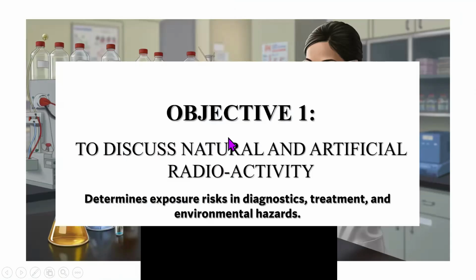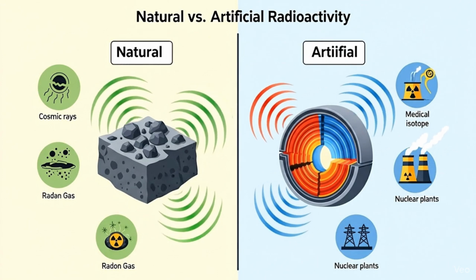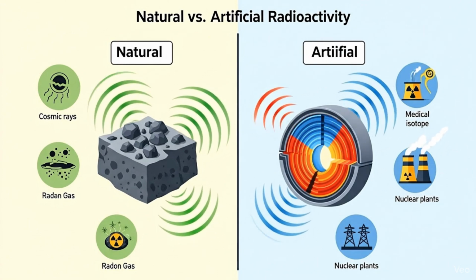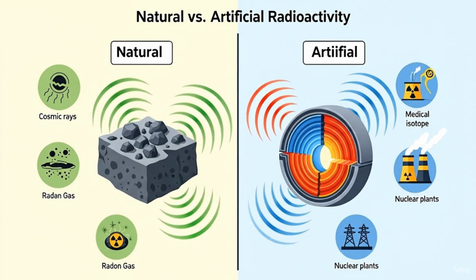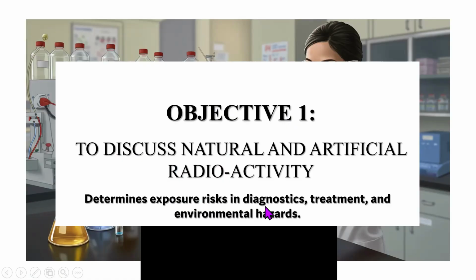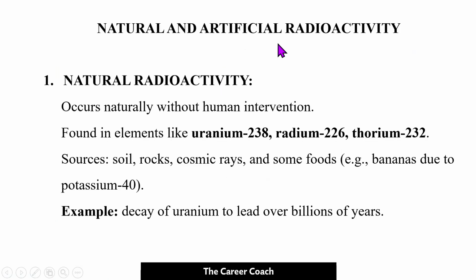Let's begin with Objective 1. We want to discuss natural and artificial radioactivity. This will help us to determine exposure risks in diagnostics, in treatment, and environmental hazards. Natural and artificial radioactivity. Natural radioactivity occurs naturally without human intervention.